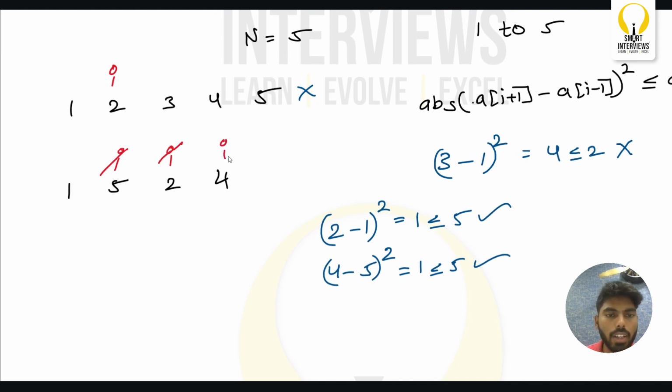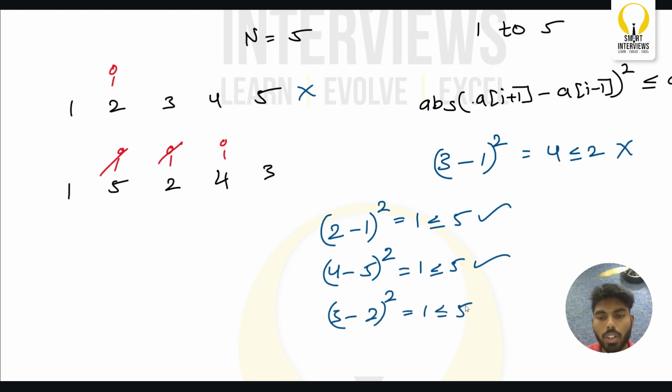So I will move the I index, but we need to place some element here, right? What is that element? There is only one element that is left, which is 3. I am going to simply place 3 here. So what is I minus 1 value here? What is I plus 1? 3. What is I minus 1? 2. Absolute difference of 3 minus 2 is 1. 1 whole square is nothing but 1.